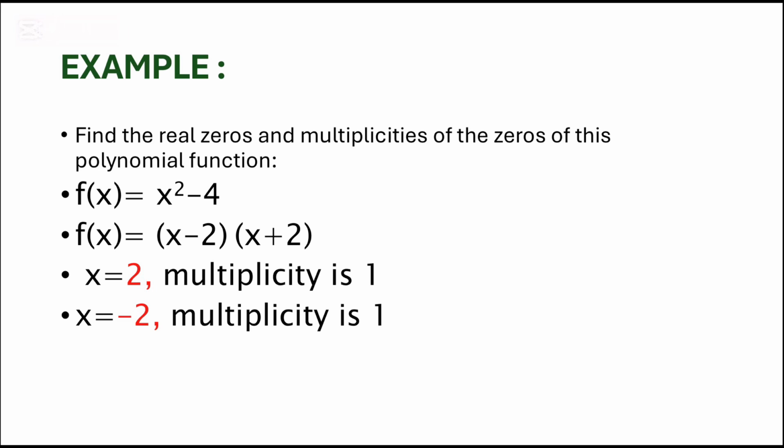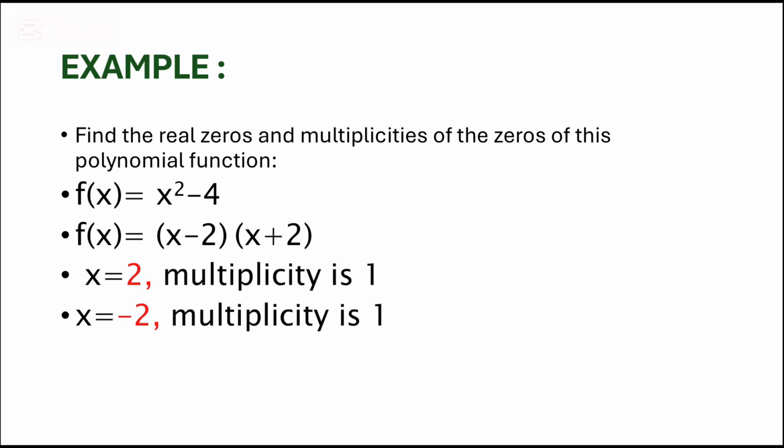We need to remember that when it says real zeros, that means x values. So we have the polynomial function here. f of x is equal to x squared minus 4. Our first step is to factor. So we have f of x equals bracket x minus 2, bracket x plus 2. So when we bring those out of the brackets, we have x equals 2 and x equals negative 2.